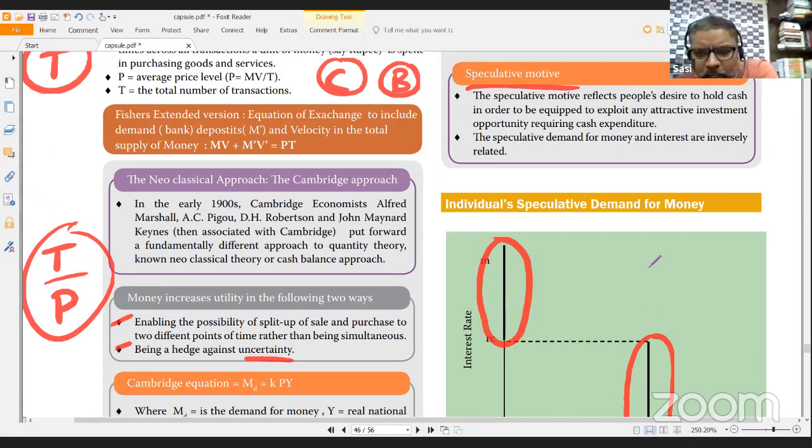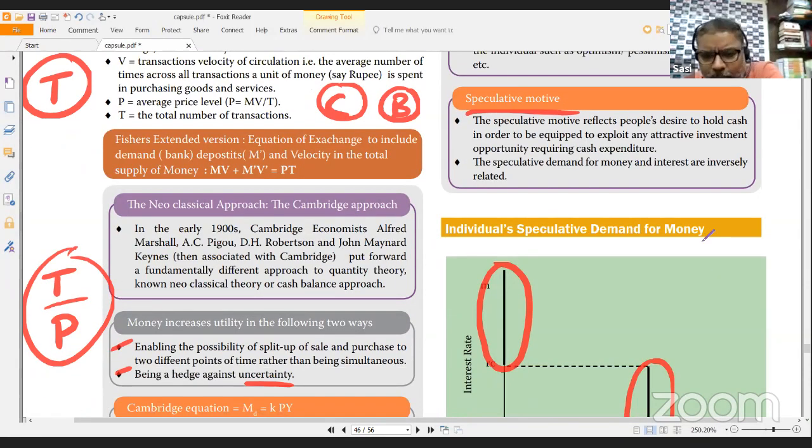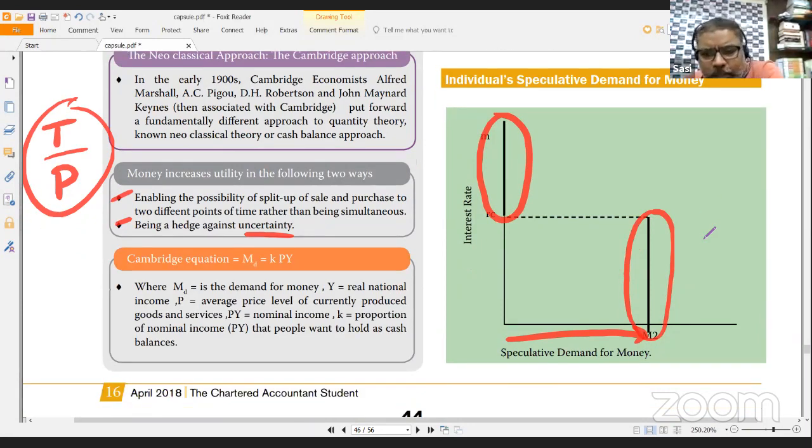But according to Keynes, the speculative motive is one more motive because of which people keep money. They keep cash now so that in future, if the interest rates rise, the bond prices come down and they can buy.